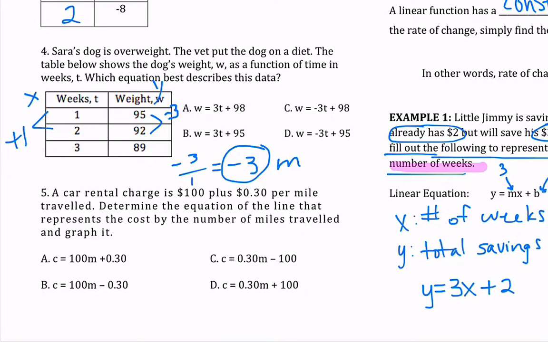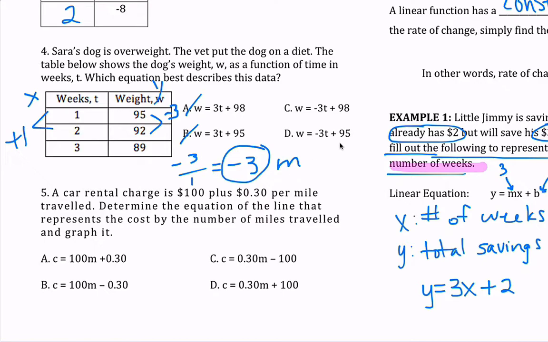So I know I can mark off A and B. A and B have positive slope. That means that dog would be gaining weight. So boom, here we are. I know my dog is losing 3 pounds every week. That's my rate of change.